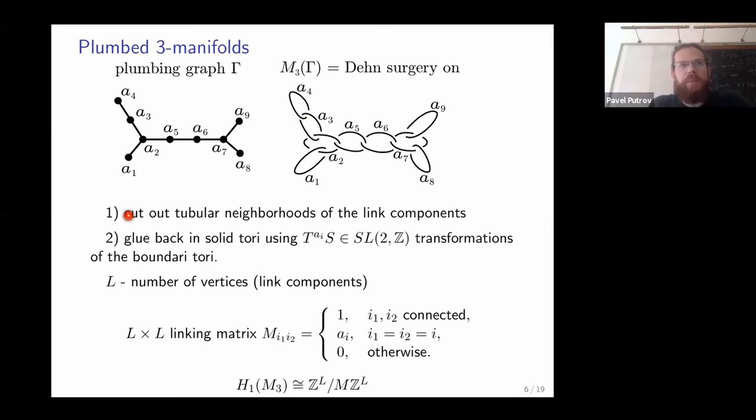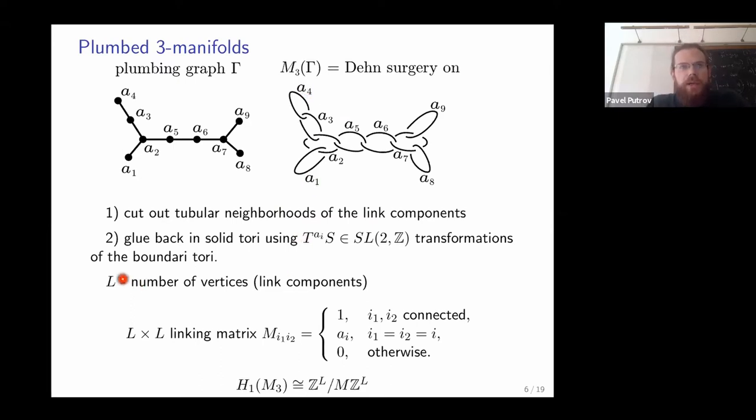And so let me briefly remind you what Dehn surgery is. For each link component, we cut out its tubular neighborhood, so we get something with a torus boundary. And then to each of these torus boundaries, we glue another copy of the solid torus using the following SL(2,Z) transformation, where a_i is specified by these integer framing numbers.